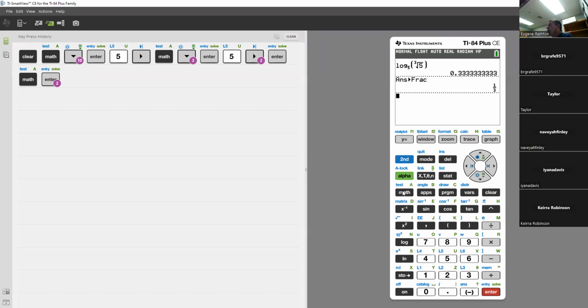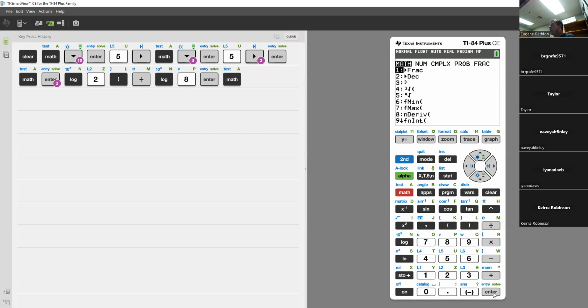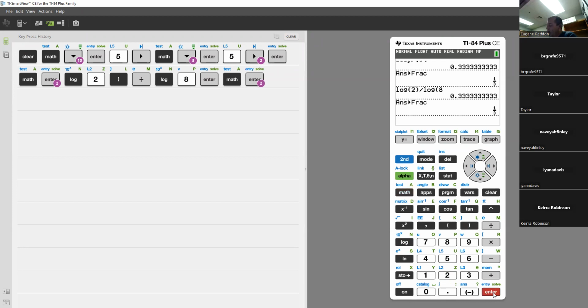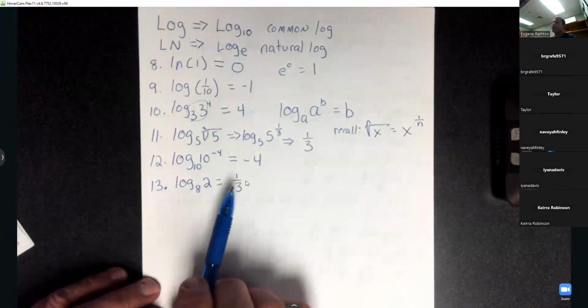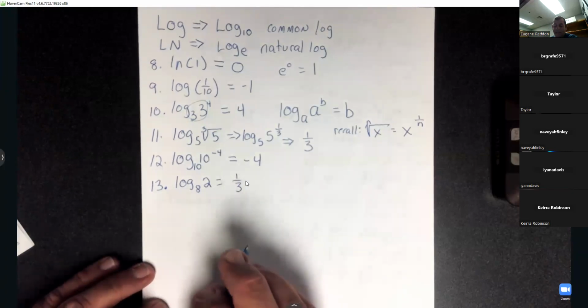Good job. And I'm going to do that the change of base way. I'm going to take the log of my 2, divide by the log of my 8. And let's turn that decimal into a fraction. So y'all done beat me to it, and you get a 1/3. So anytime the result is smaller than the base, you're going to get fractional exponents, okay?